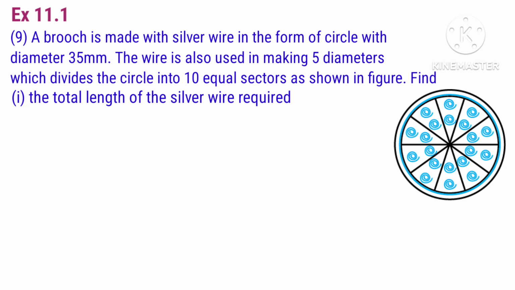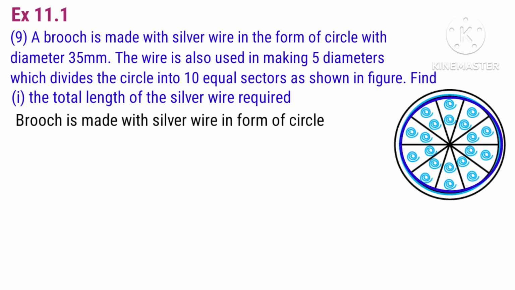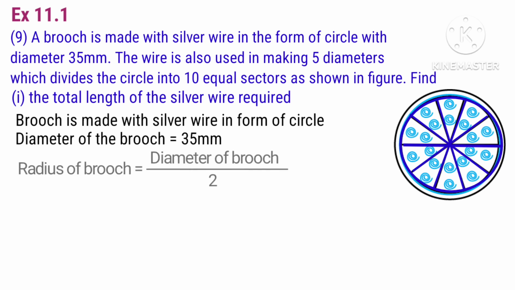In this question they have given that the brooch is made with silver wire in the form of a circle. So the diameter of the brooch is 35 centimeter. There are also 5 diameters, so that all divide the circle into 10 equal parts. Now we need to find the radius of the brooch, that is diameter divided by 2. That is 35 divided by 2.